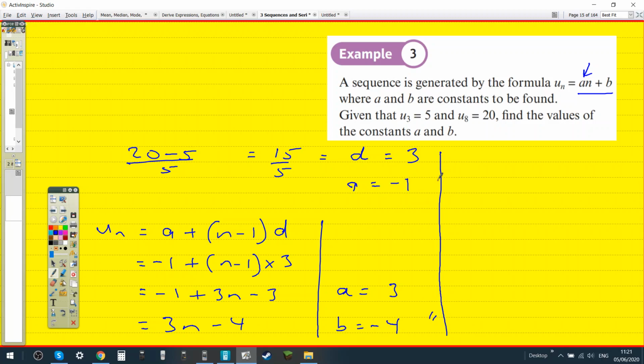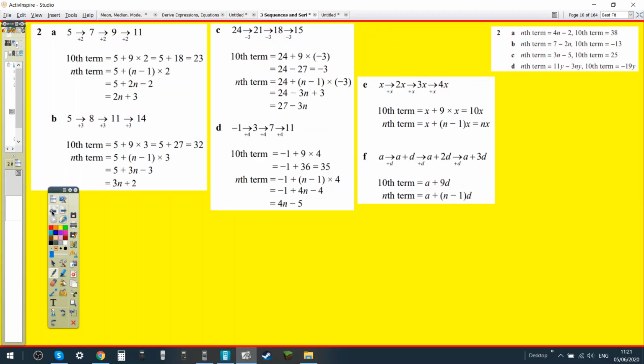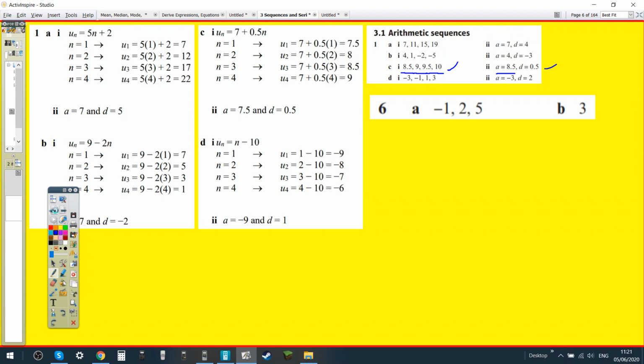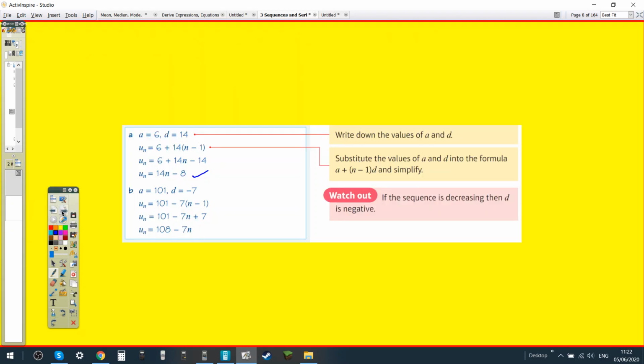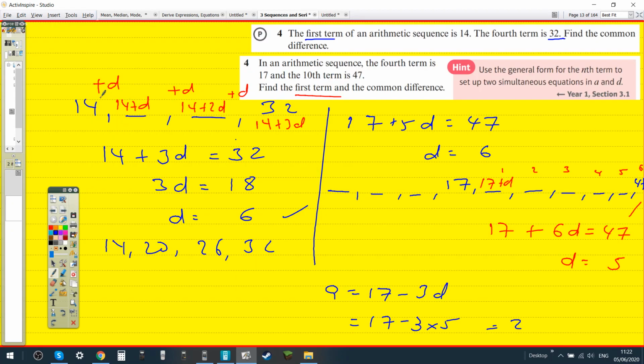What else was I going to say here? So this was a difference of 5. U8 take away U3 is 5 steps. I think it was just that the first one was special because it started from 1. Let me just go back. I think this was special because it started from 1, and then every other one works the way you would expect. Let me just check this one. Fourth term, take away first term is 3. So that's why we're dividing that by 3.